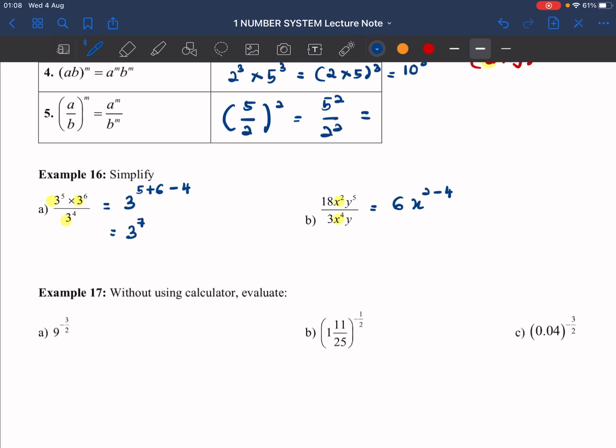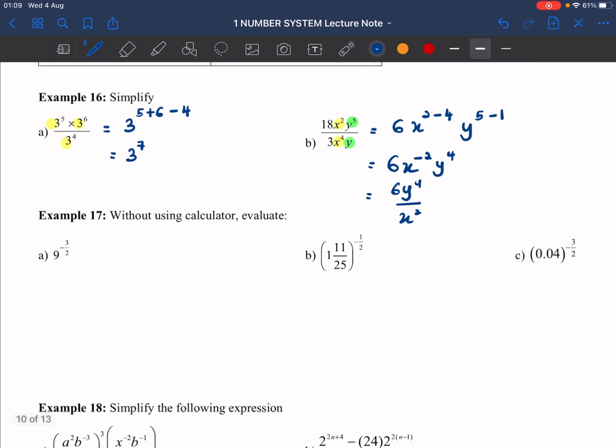Okay, and then kita settlekan y pula. Y power 5 divide by y. So we have y 5 minus 1. So here we gonna have x negative 2, y 4. Okay, so indices kalau boleh yang ada negatif tu kita turunkan dia ke bawah. So we have x, y to the power of 4, x square. Alright, very simple sebenarnya. Okay, so next one, without using calculator.